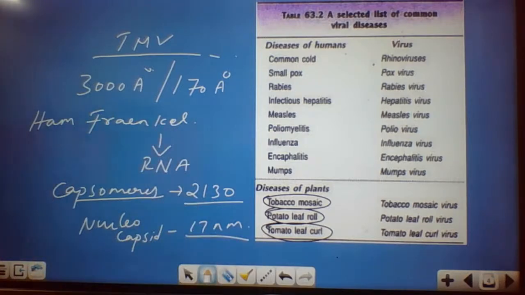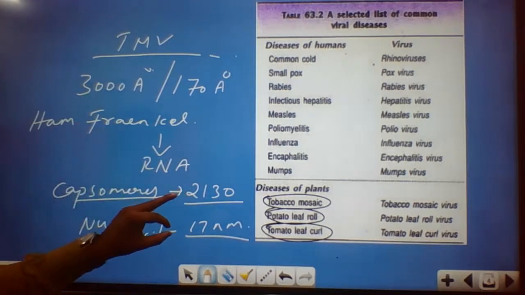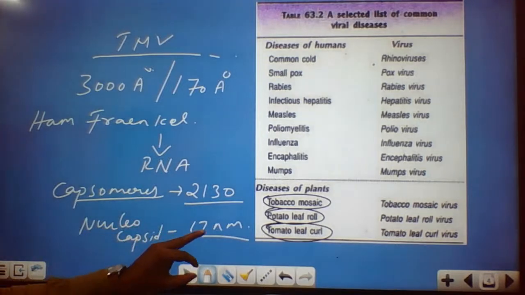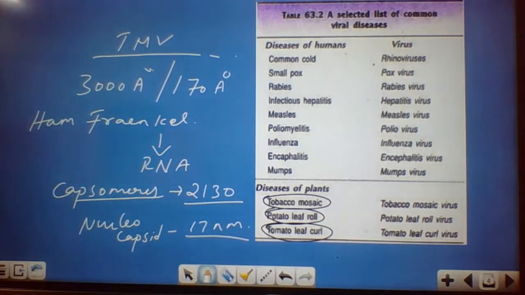Sometimes for the tobacco mosaic virus, questions come in depth: how many capsomeres you could see in number, that is 2130, and the nucleocapsid is 17 nanometer. This is about the most important plant virus that you could see in the textbooks. Okay, so we're done with the virus. Next, we move on to the viral diseases of the plants.